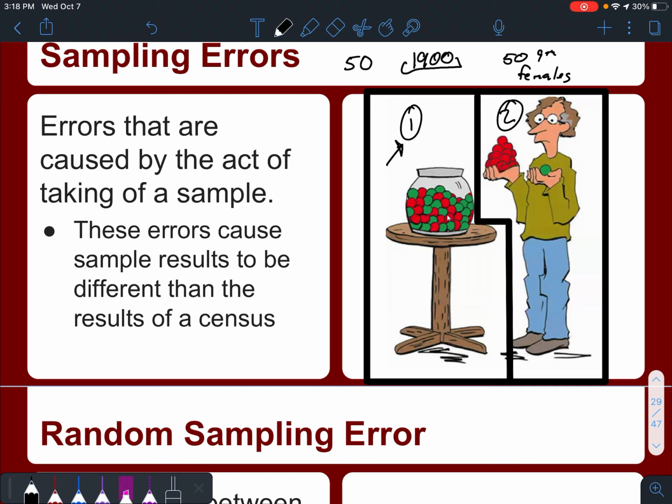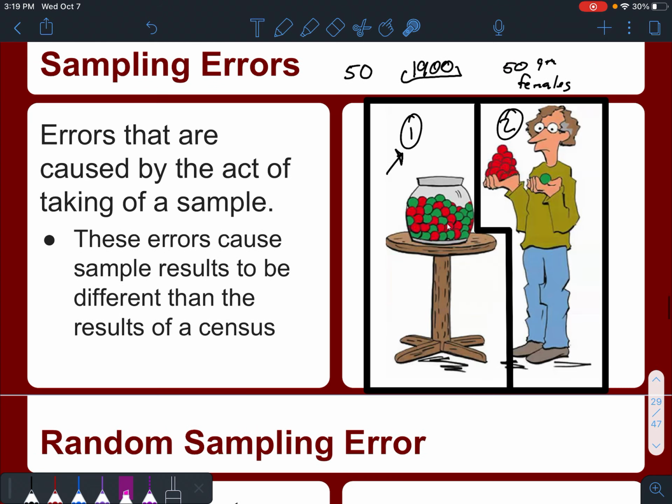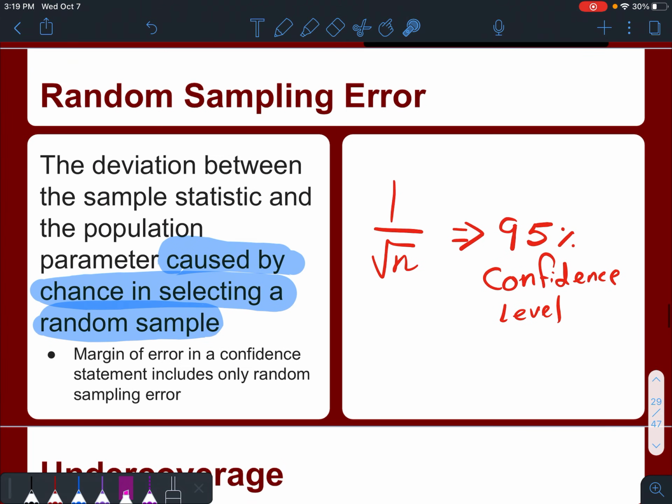And now, is 50 ninth grade females representative of the entire Buffalo High School? Are we going to get good information from that? Probably not. But the reality is that it could happen. It's sampling. It's errors that come from the act of taking a sample. We could use perfect sampling techniques, but it's just by chance we got a sample of 50 ninth grade females. It's chance. That's how it happens.